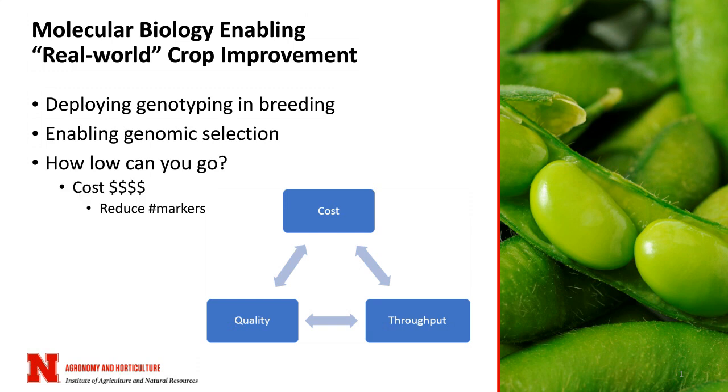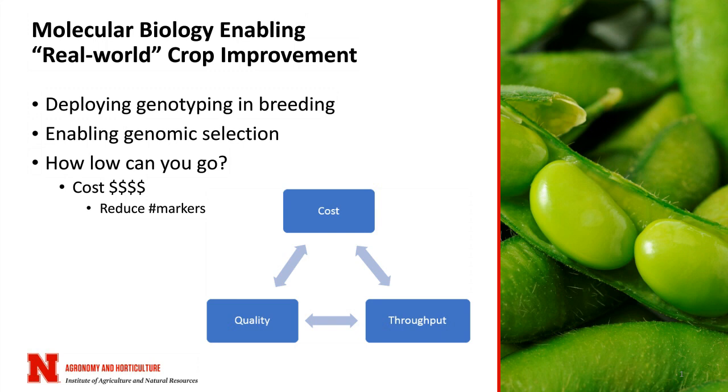With that question, we often think of how low can you go in terms of cost, but then we also think of how to reduce that cost by reducing marker numbers. But while we reduce that cost, we not only have to maintain our throughput, or in fact increase our throughput, but we also have to maintain quality if we're really going to enable genomic selection, and if we're really going to deploy genotyping and breeding. But before we get into this, the cost and how low can we go, I want to talk a little bit about real-world crop improvement.